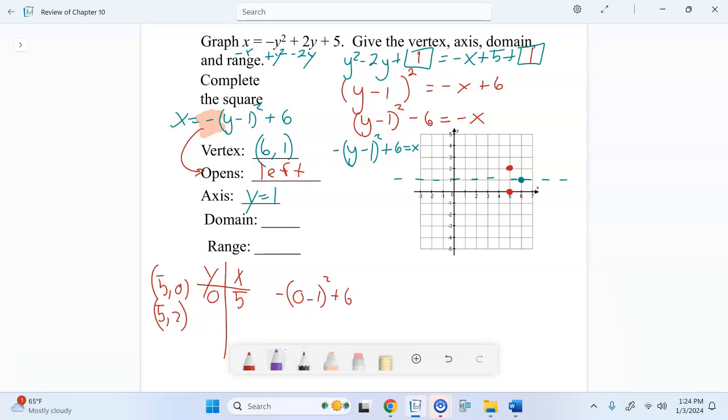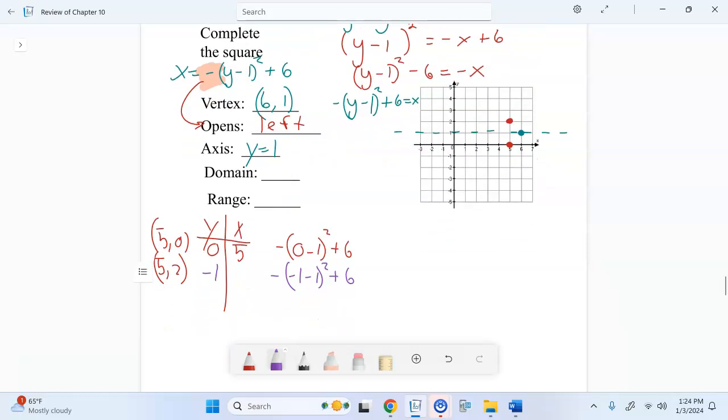What's another y value we can use? 1. So use 0, just keep going down. Negative 1 minus 1 squared plus 6. Negative 1 minus 1, squared. Make it negative. Plus 6. Okay, so what's our ordered pair? 2, -1. Plot that point, 2, -1. And what's our symmetry point going to be? 2, 3. And that's enough for us.